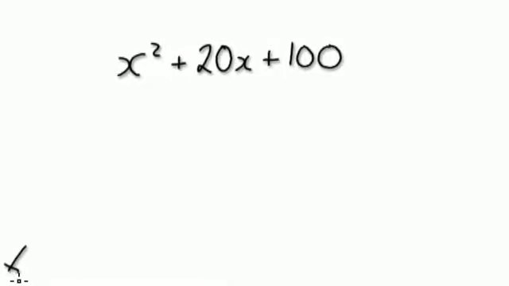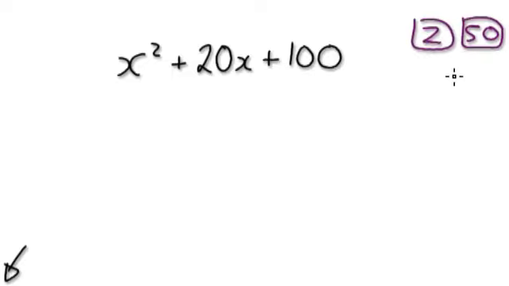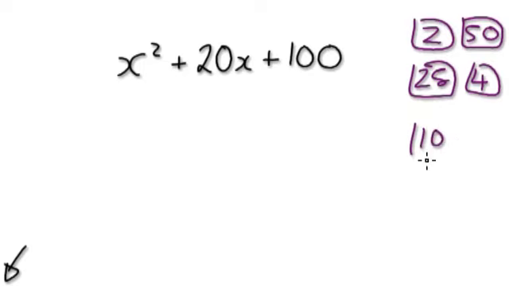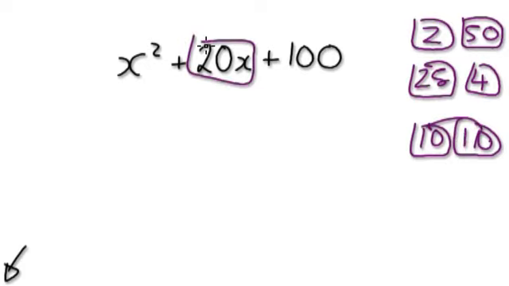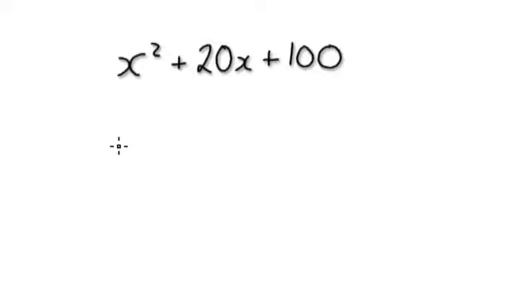Okay, next one here. Press pause and have a go. Okay, two numbers multiplied together will give you 100. You could try a 2 and a 50, but when you add these, that will give you 52x. You could try 25 and 4, but when you add these two together, it will give you 29x. It turns out to be 10 and 10, because 10 times 10 is 100, and when added together will give you 20x.